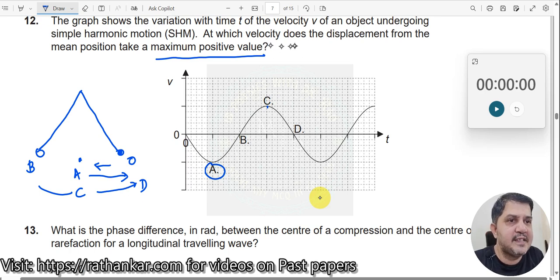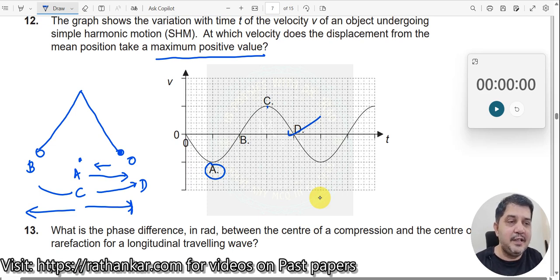Now what is being asked? At which velocity does the displacement from the mean position take a maximum positive value? We know what are the velocities. Where is the maximum positive value? This side is positive, this side is negative. Which is the maximum positive value? Point D. So therefore D is the right answer, right?